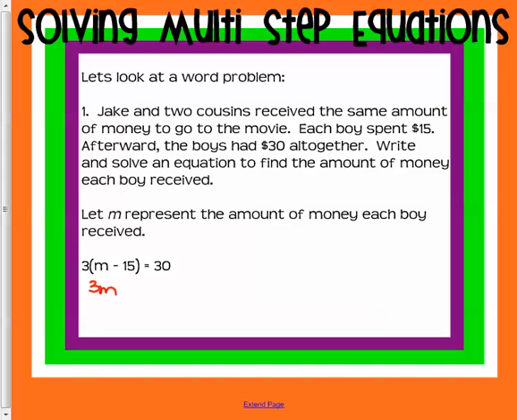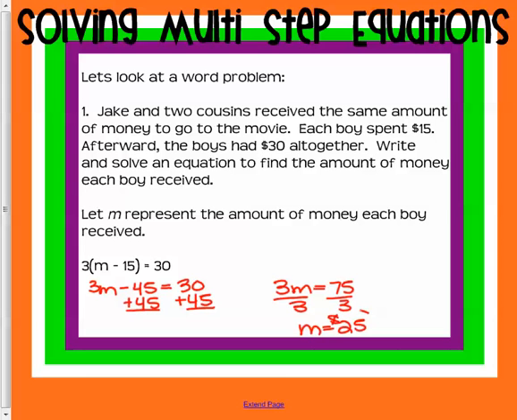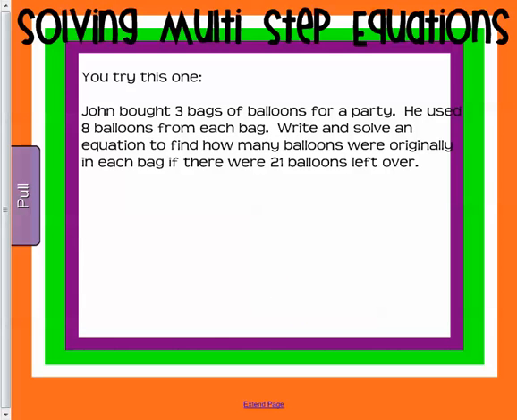So 3 times your money and 3 times how much they each spent, which was 15, gives you 3 times M minus 45 equaling 30. So add 45 to both sides, and we're left with 3M equaling 75. Take 3 away, and M equals $25. Go ahead and try this one, and I will be back in just a second to show you what I did.